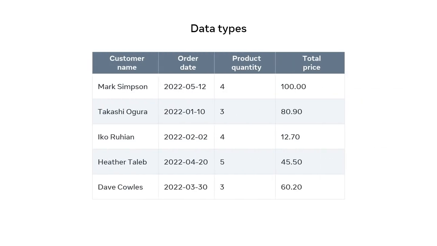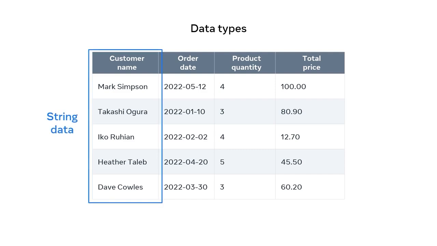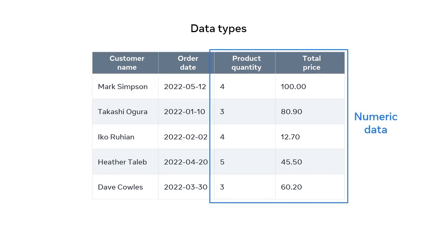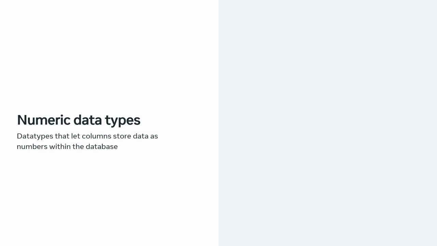Let's take the example of a table from the database of an online store. This table collects information on customers in the form of columns called customer name, order date, product quantity, and total price. Each of these columns must store data in the form of a suitable data type. The customer name column can use string data, order date can use a date type, and product quantity and total price columns are best suited to numeric data. The focus of this video is the numeric data type.